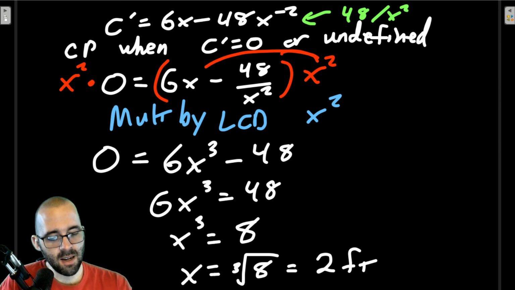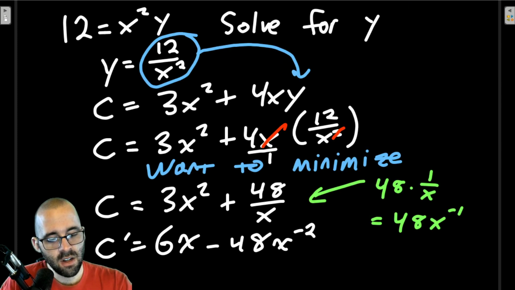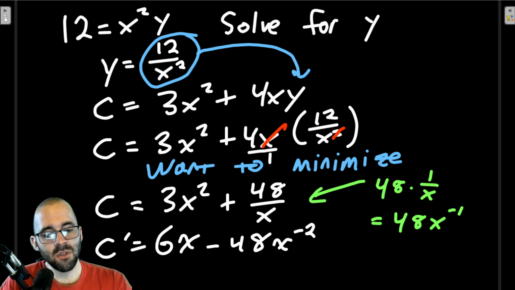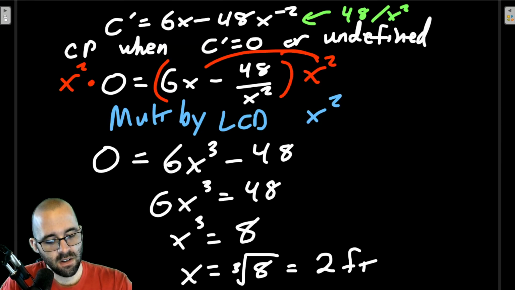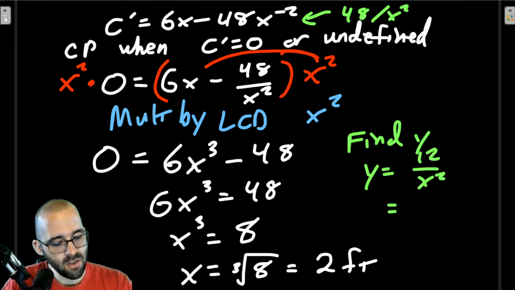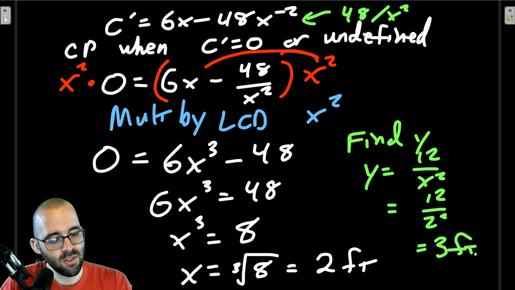But just like last time, to find the y value, we'll use our constraint equation where we plugged in. y is 12 over x squared. So let's use that. We need to find y. We said y was 12 over x squared. So if x is 2, we get 12 over 2 squared. 12 over 4 is 3 feet.